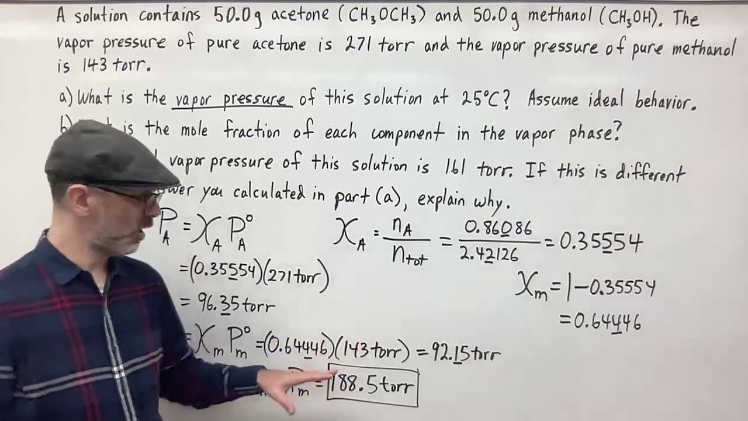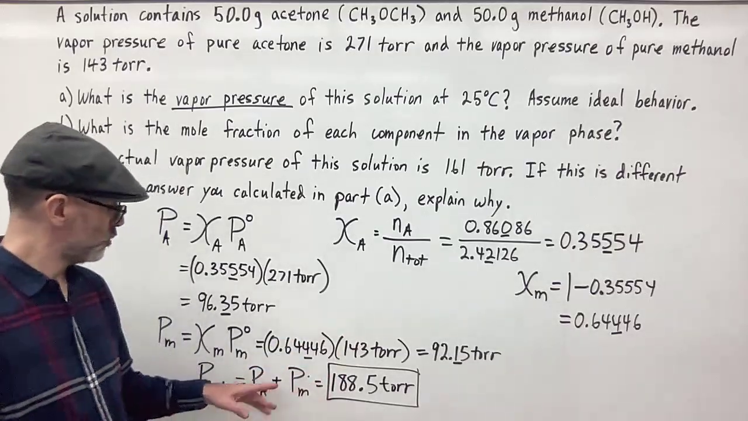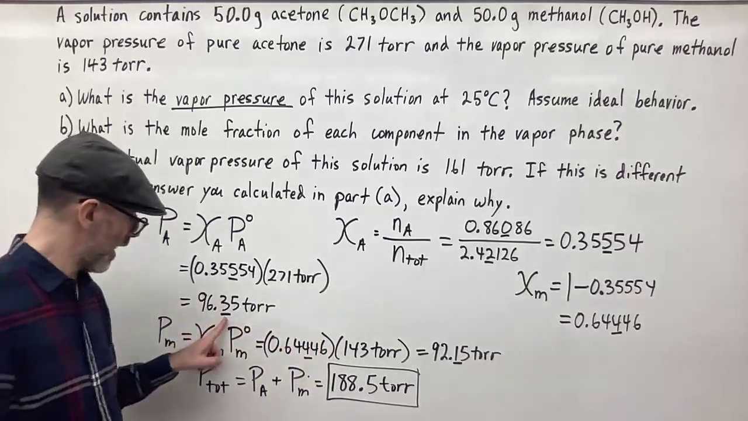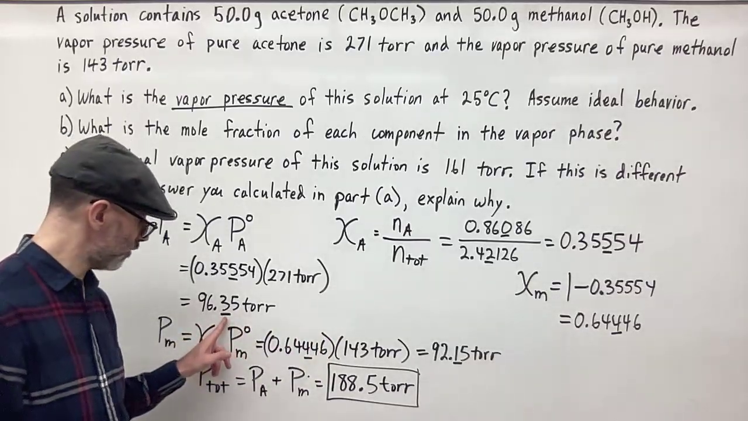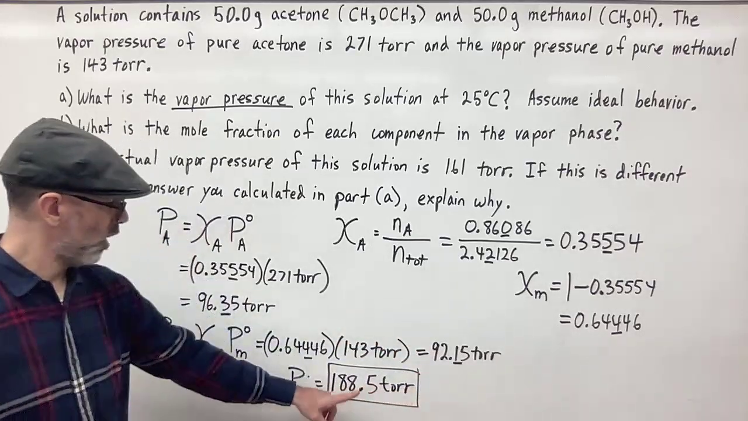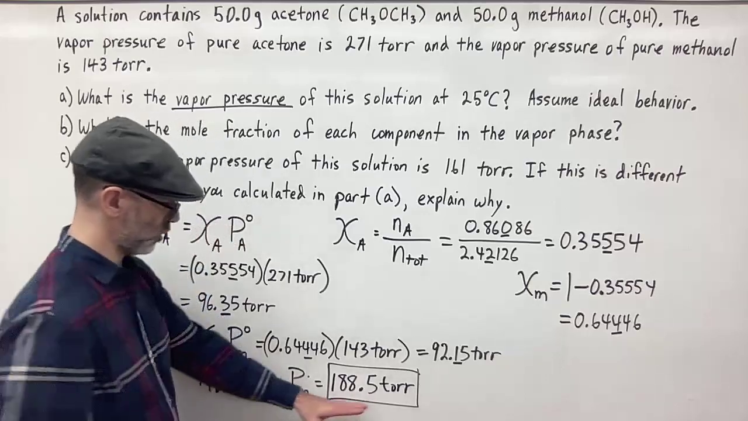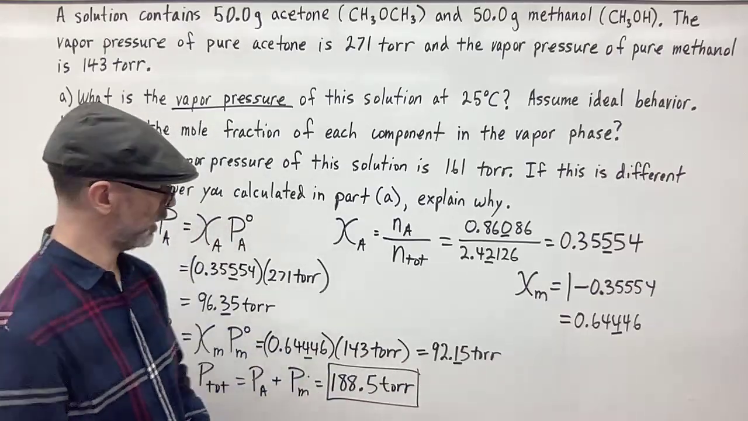Remember, when you're adding, it's not sig figs but decimal places. So here, when I add this together, my last significant figure is in the tenth place here. Here it's also in the tenth place, so my final answer should have the last digit in the tenth place. So this is the correct answer with the correct number of significant figures.